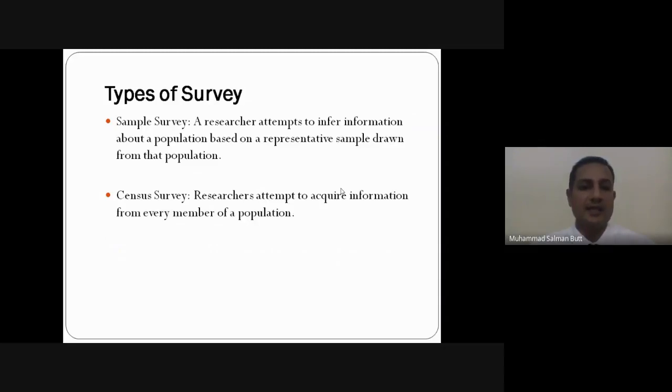But whereas in the census survey, which you call in Urdu Mardam Shumari, you are going to collect the data from each and every participant of that population. You are not allowed to exempt any participant in that population from your survey research. If it is a purely census survey, then each and every participant living in that particular region will be included in your research, and that will be called the census survey.